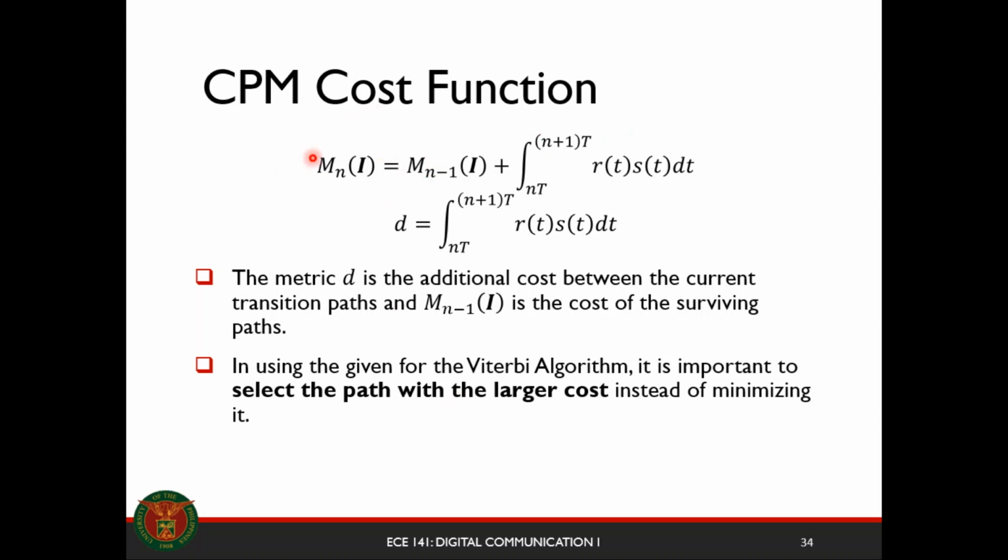So using this cost function for your Viterbi algorithm, you select the path with the larger cost instead of minimizing it. So it's not the distance per se, it's basically the cost function. You want a larger cost, you optimize your path using the largest value of the cost.